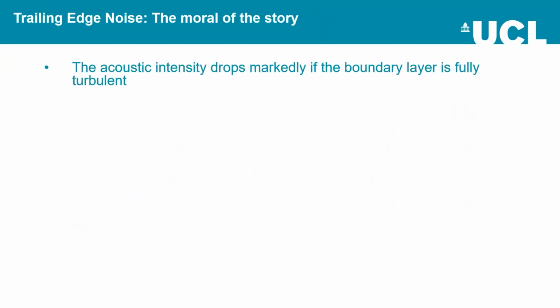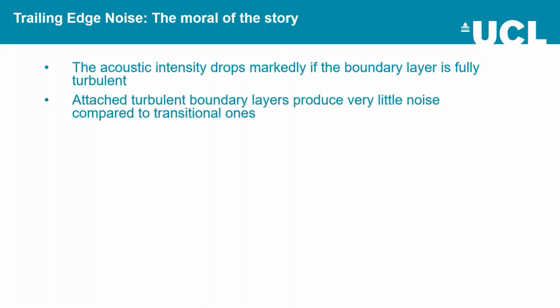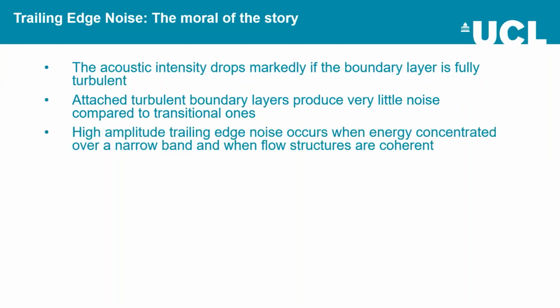So what have we learned? Well, the first thing we've learned is that the acoustic intensity drops enormously once the boundary layer becomes fully turbulent. And this echoes the work of a previous study from a few years ago by Michel Roger down in Lyon, who showed that attached turbulent boundary layers produce very little noise compared to transitional ones. And that's echoed here. High amplitude trailing edge noise occurs when the energy is very concentrated over a narrow band and when the flow structures are coherent.